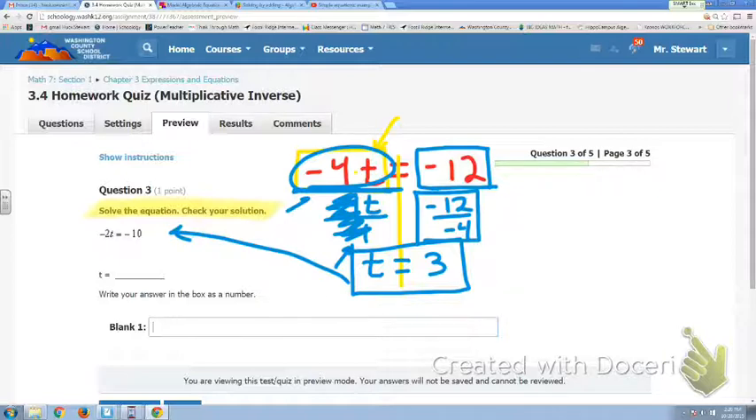And this is asking us to write the answer in the box as a number. So don't spell it out. Write the actual answers. Just write the number. No spaces, nothing. Just write the number right here and hit enter. Okay.